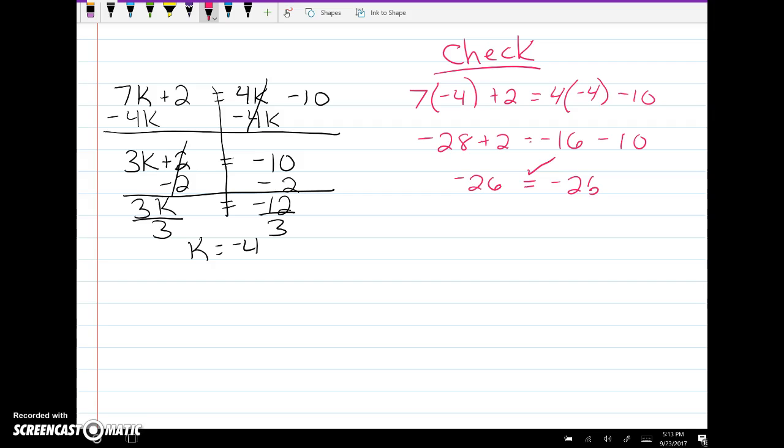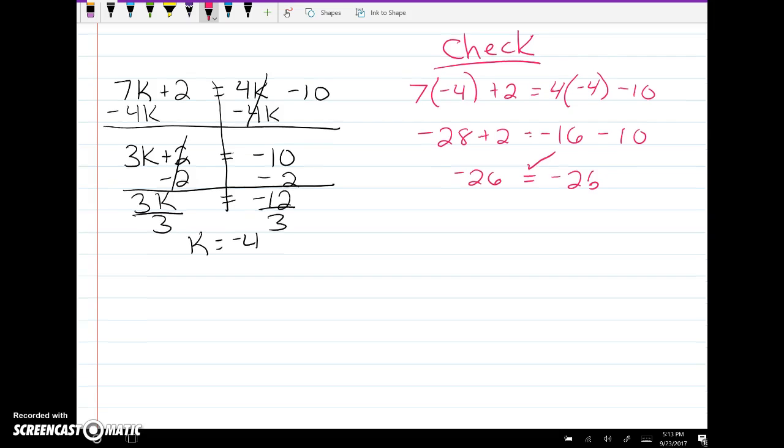When you do these, if you see when you get to your check that one of these is negative and the other one is positive, you flipped your sign somewhere back in your original equation. So if your check doesn't work, check your original work.